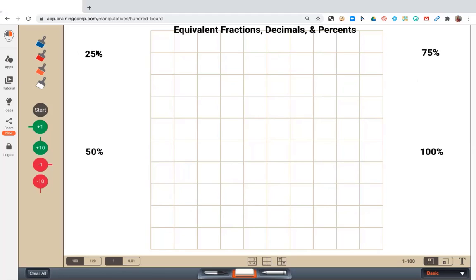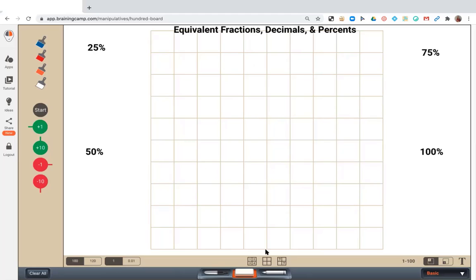So the first one I'm going to model is 25%. Well, for every percentage, there should be an equivalent fraction and an equivalent decimal, because remember, decimals are just a type of fraction. And because percents are out of 100, we can easily convert it from a fraction to a decimal since it's out of a multiple of 10, which is our base 10 place value system.